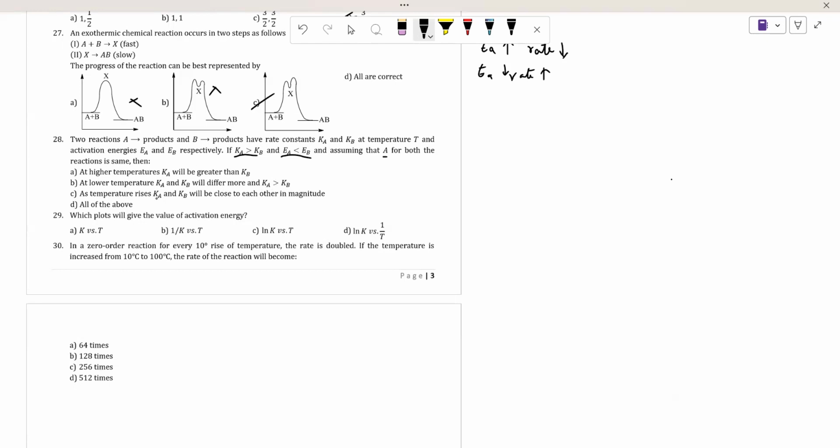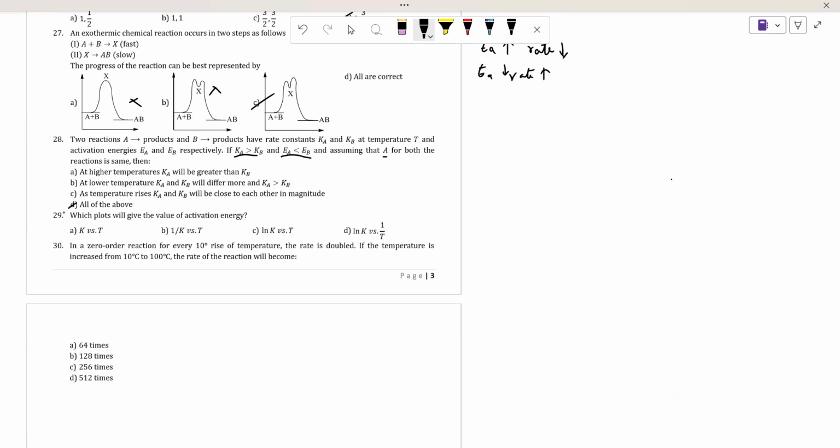Now, as temperature rises, Ka and Kb will be close to each other in magnitude. Yes, of course, this can also be possible, because after attaining a certain temperature, there is a possibility that the rate constant of the first reaction Ka and Kb can also become close to each other in their magnitude. So that is also possible. Hence, for this 28th question, option D would be correct, all of the above.